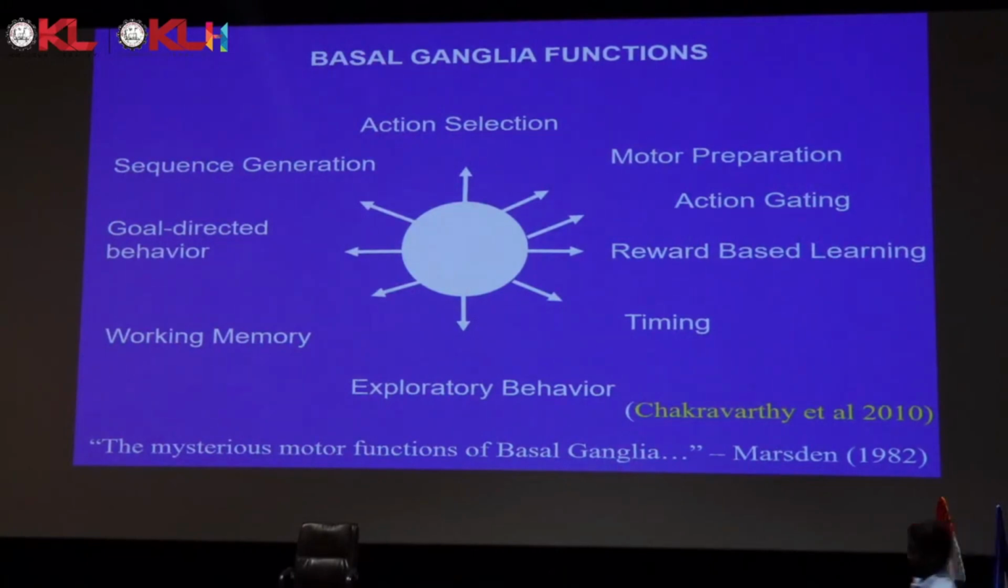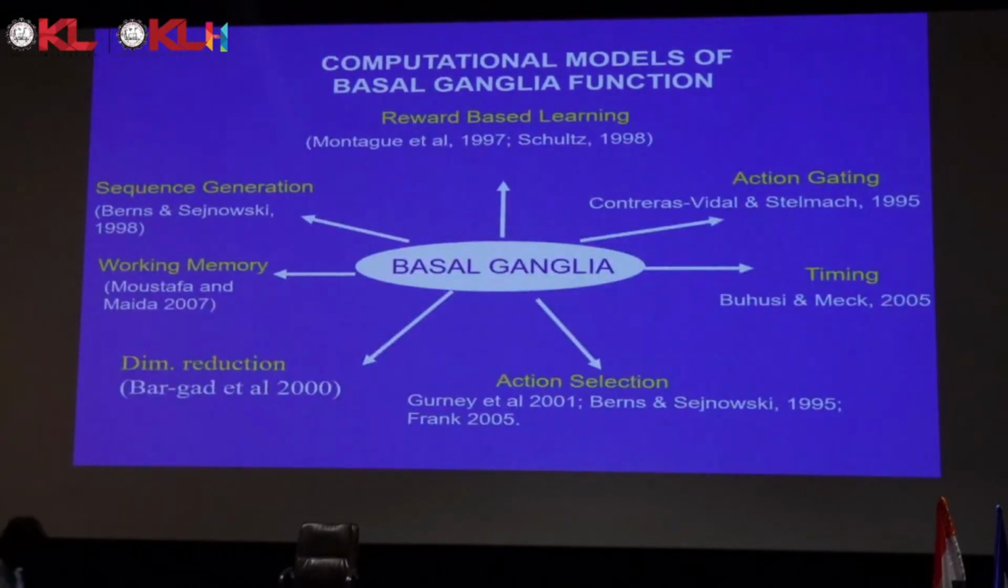The British neurologist Marsden spoke of the mysterious motor functions of basal ganglia, almost as if describing some kind of a god, because it's so mysterious and it's been bothering people for a long time. So people have been modeling various aspects of basal ganglia's functions. They have separate models for reward-based learning, sequence generation, working memory. In fact, this list is a somewhat old list. Every year, the number of papers on basal ganglia models is growing internationally.